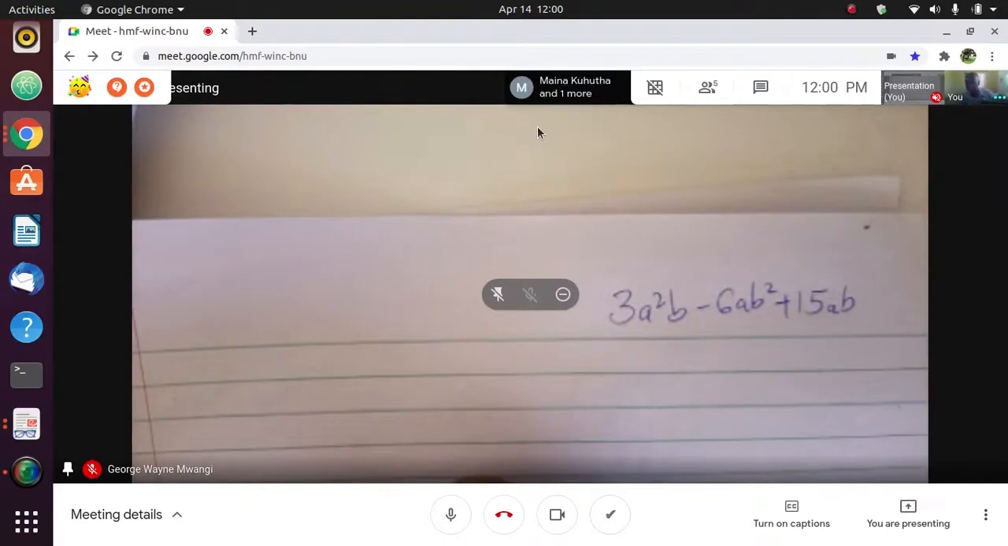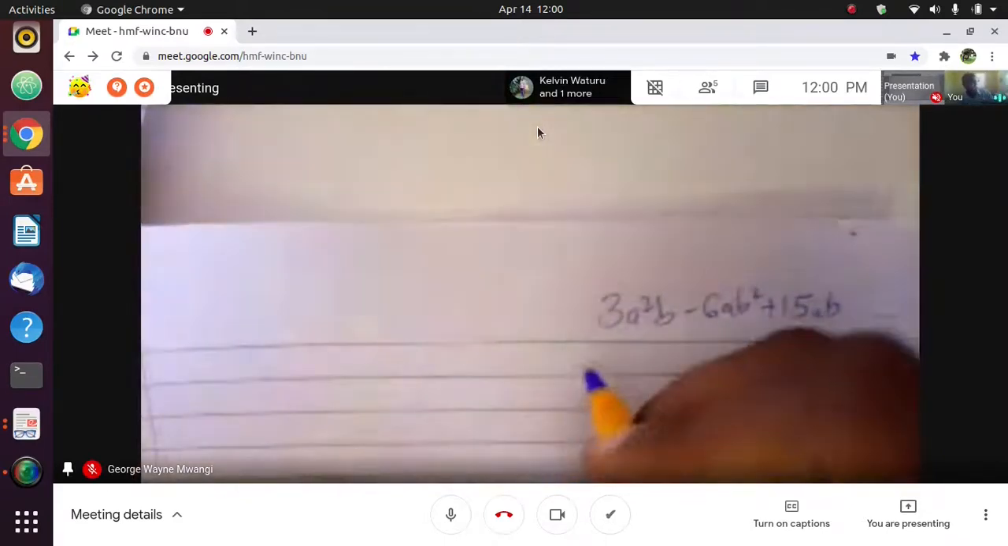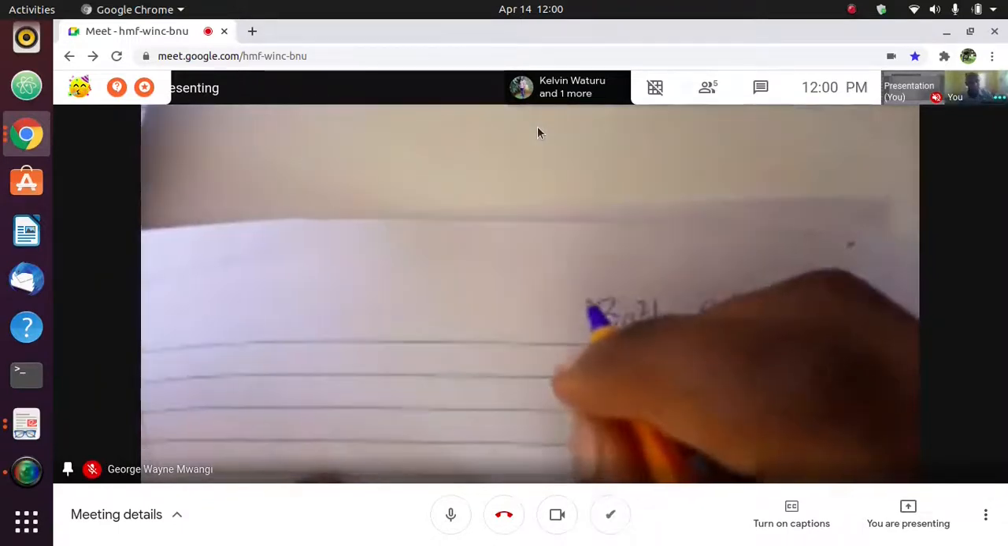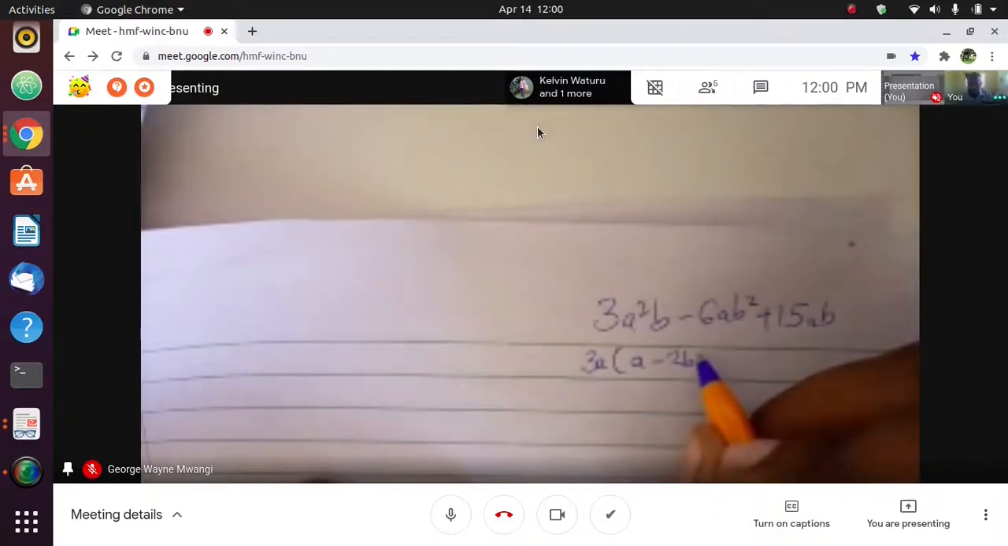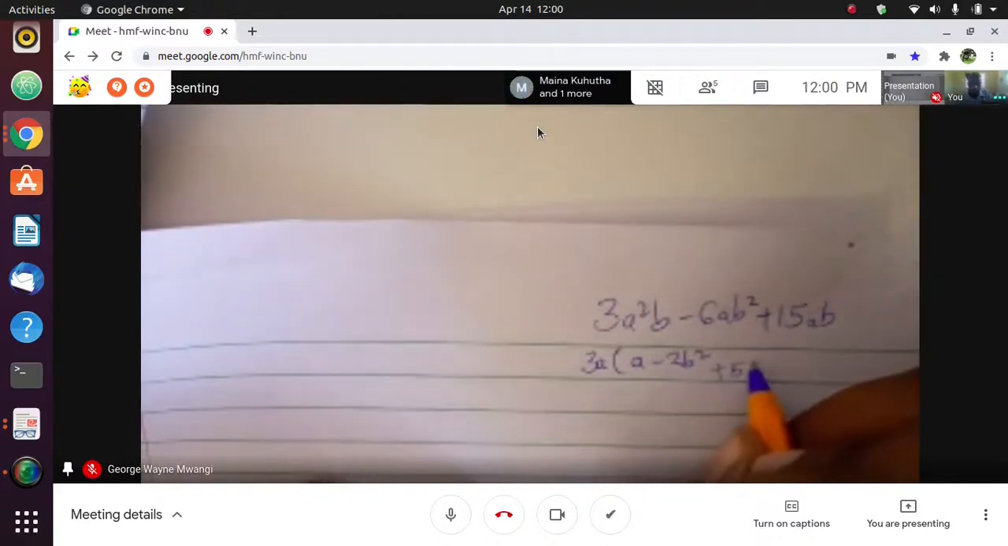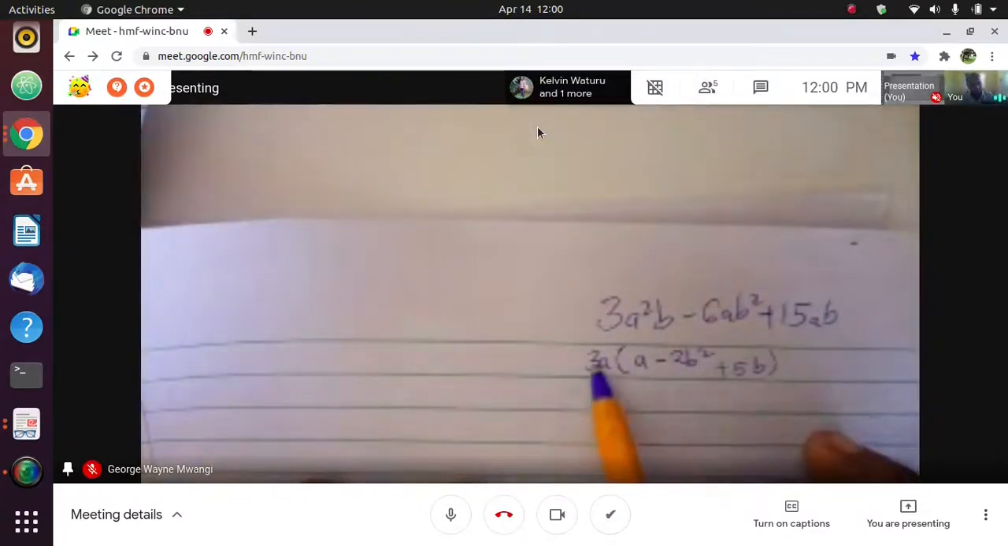A bracket a minus 2b squared plus 5b plus 5. Now kuna mahali tumekosea. Fine. 3 is the highest common factor, si ndio? Yeah, 3 na 6 na 15.